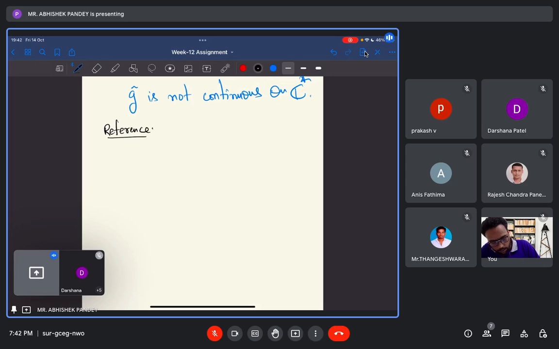Covering space theory is there. So Conway, Functions of One Complex Variable, John B. Conway.